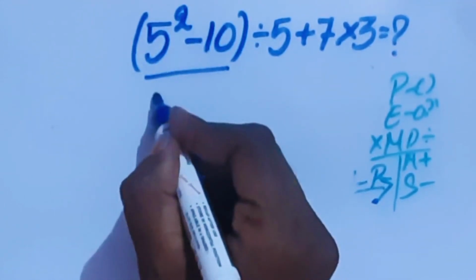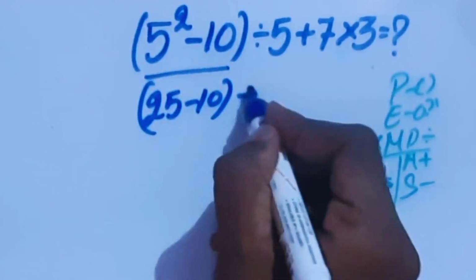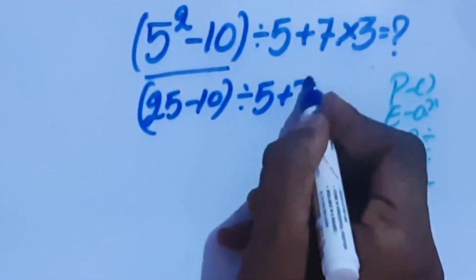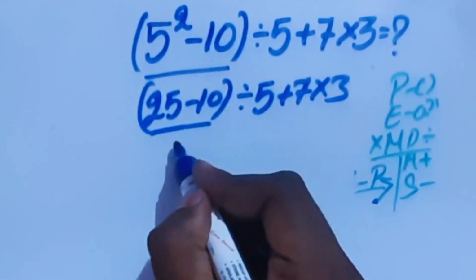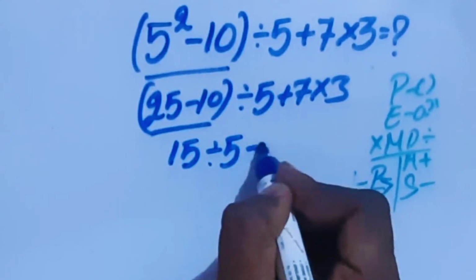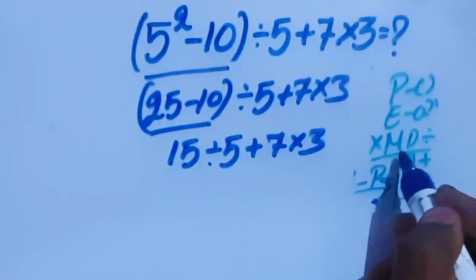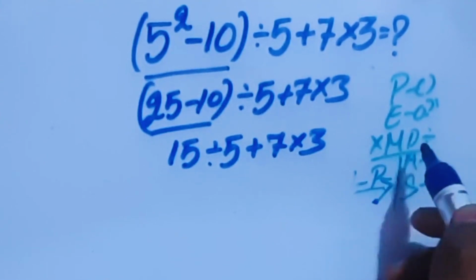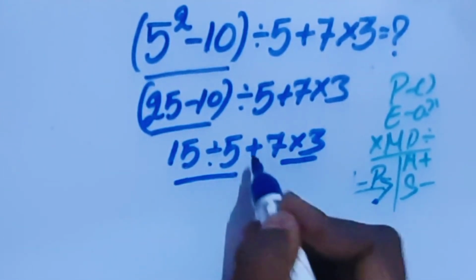Here 5 square is 25, minus 10 in bracket, divided by 5, plus 7 times 3. Here we have 25 minus 10 is 15, divided by 5 plus 7 times 3. Here the next priority is multiplication and division. So we have to do this division and multiplication before this addition.